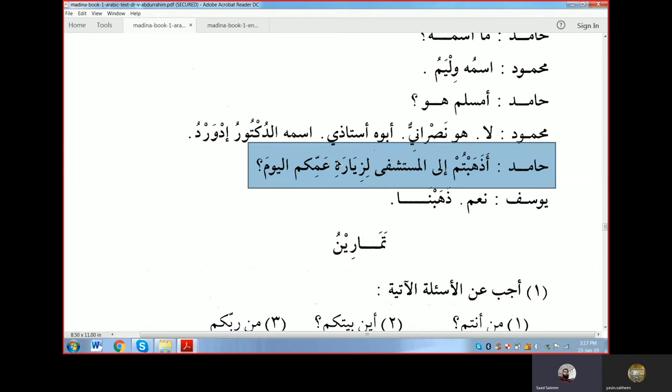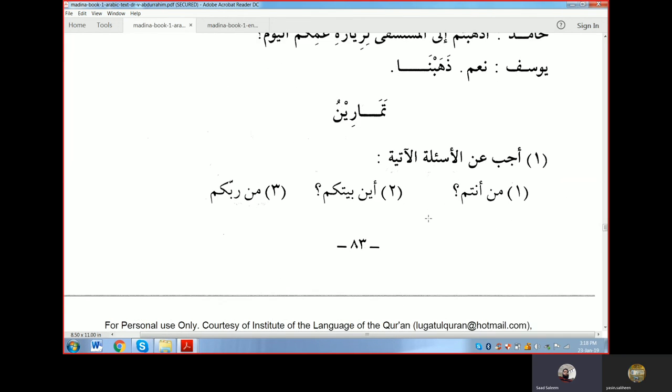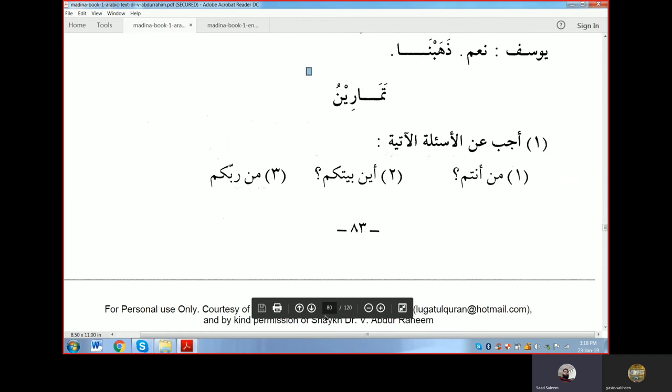And the main purpose is to go to a specific place with the intention of visiting someone, the intention of meeting someone. So as you studied earlier, the uncle was in the hospital. So I'm asking, did you all go to hospital today to visit your uncle, to see your uncle, to meet your uncle? Okay. You will visit your uncle today. Mashallah. Okay. Now, yes, we went. Good.